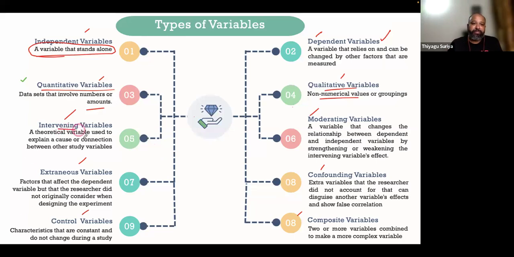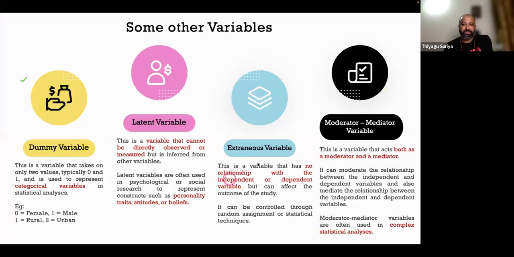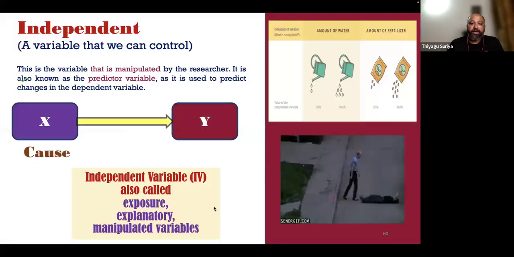Intervening variable: the variable which creates a cause and connection between the other study variables. For example, a third variable might influence the independent variable and dependent variable; that is called an intervening variable. Similarly, the moderating variable creates some kind of strengthening or weakening in the intervening variable. If possible, I'm just giving this with a diagram, so it gives the answer for you. I'm giving the different types of variable with this.